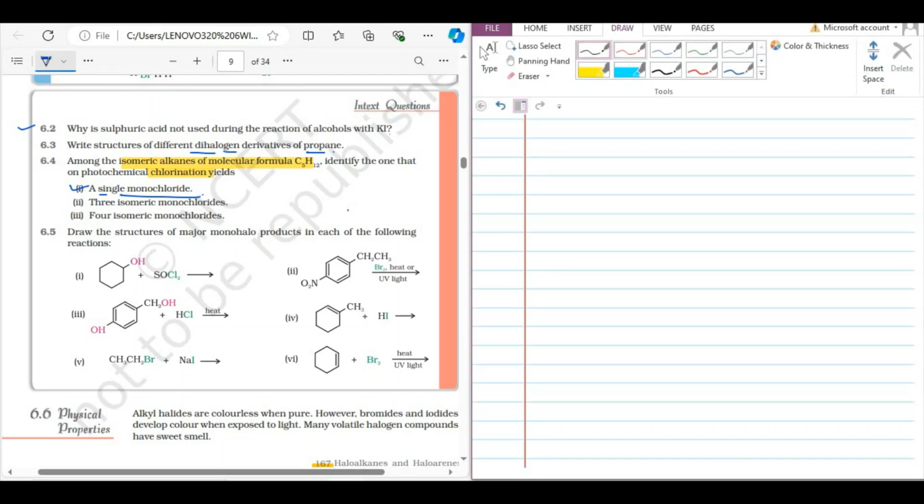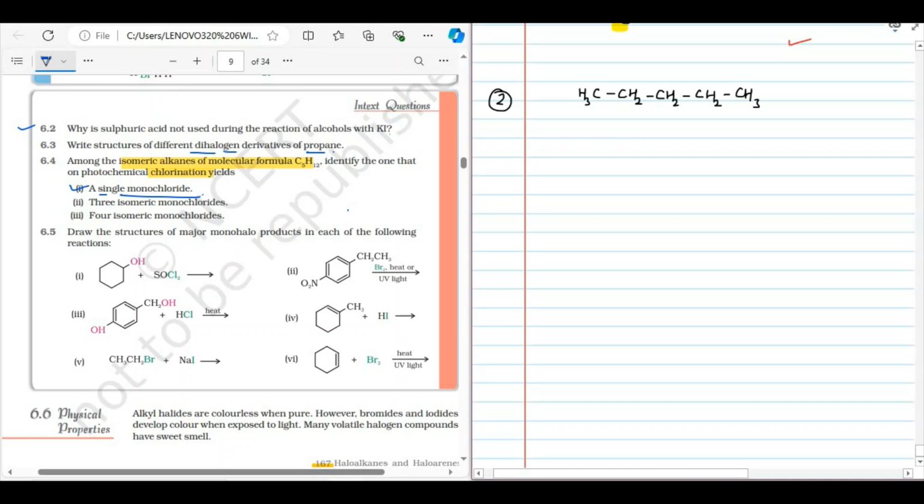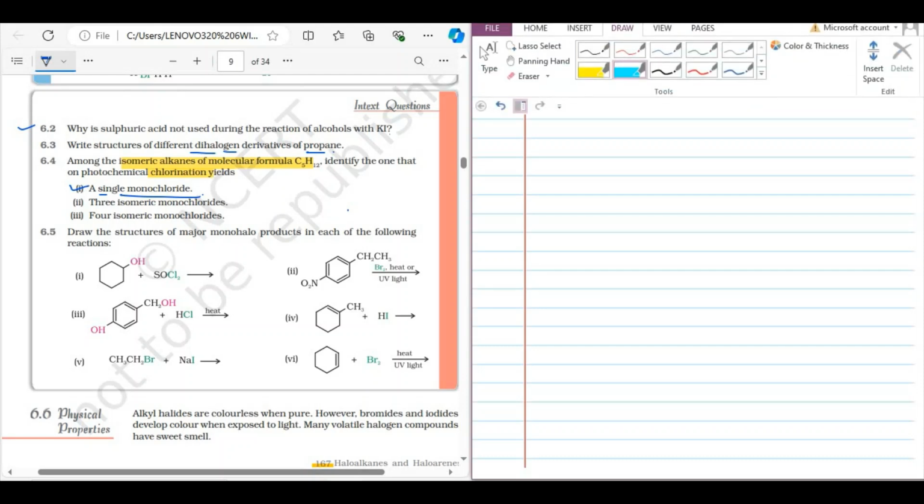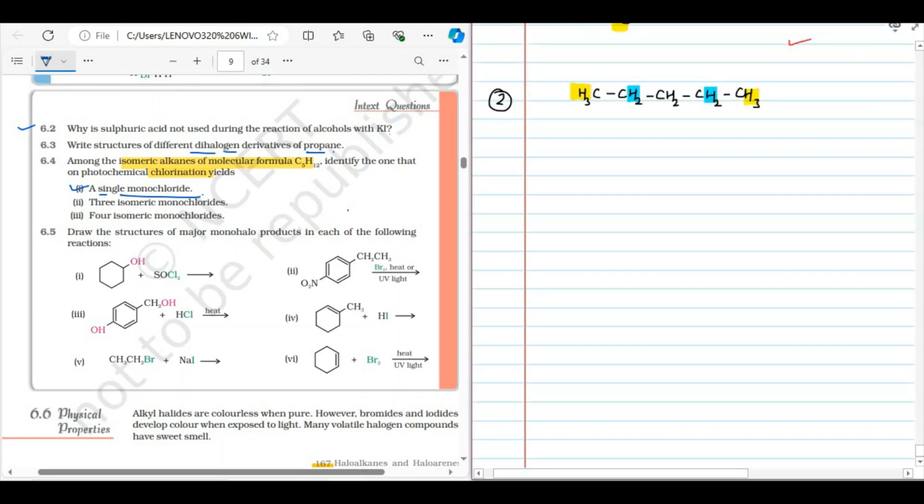Now let's see how many types of hydrogens are there. There are terminal hydrogens, primary hydrogens, and secondary hydrogens. But when you replace these two hydrogens, they will lead to the formation of the same kind of product. And the middle one will lead to the formation of a third kind of isomer. So let's try to draw the structure of the monochlorides.